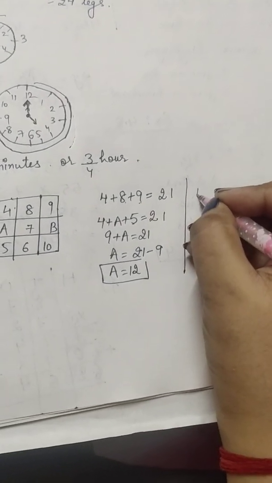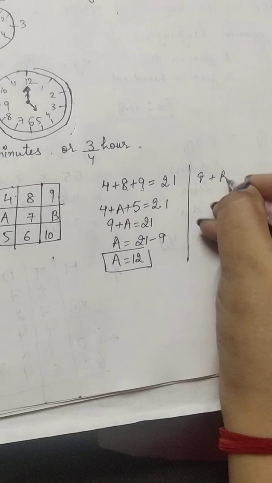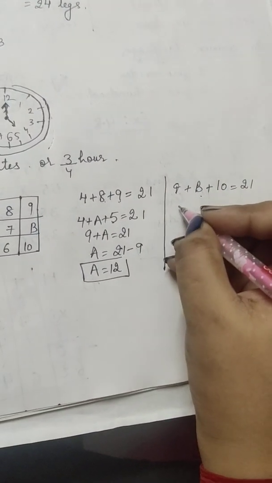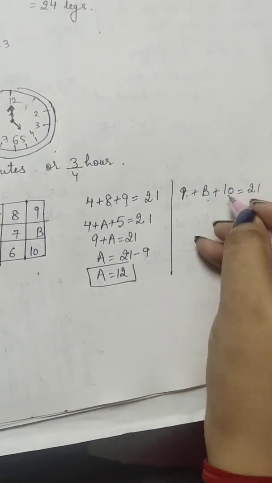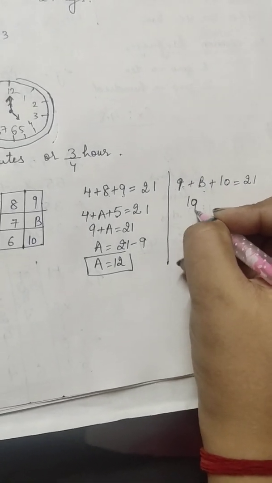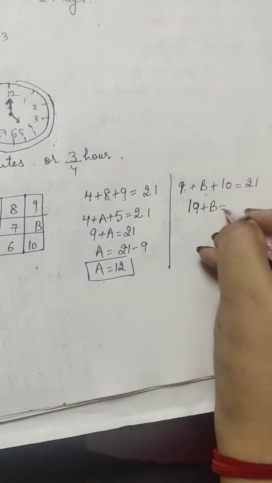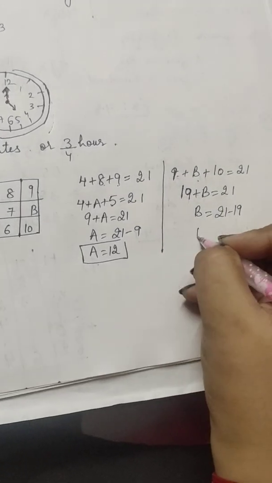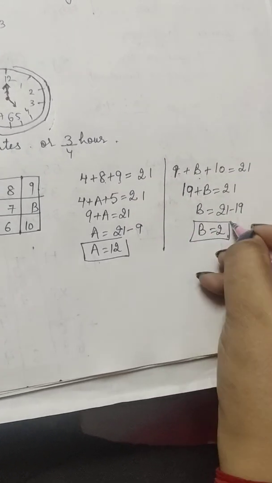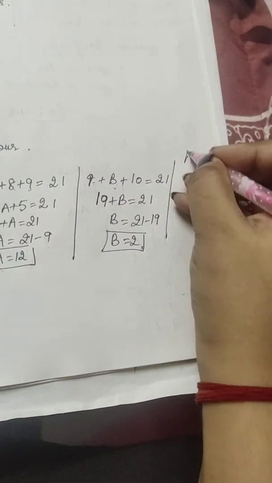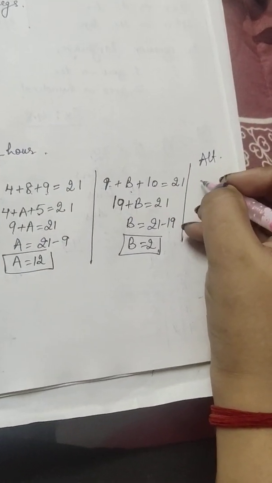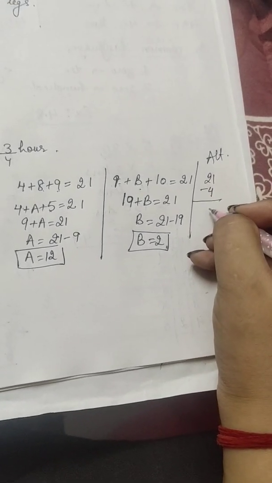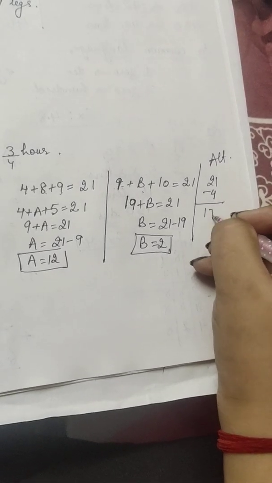Next, if you want to find B, you can take 9 plus B plus 10 is 21. So 9 plus 10, 19. This is your 19 plus B equals 21. B equals 21 minus 19. B comes out to be 2. So the alternative method I told you: 21 minus 4. 21 minus 4 will give you 17.